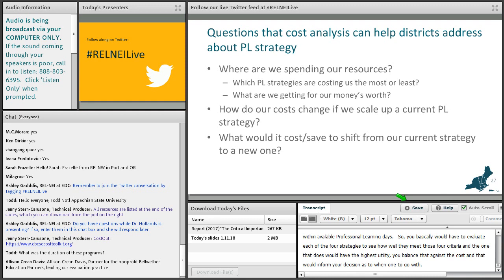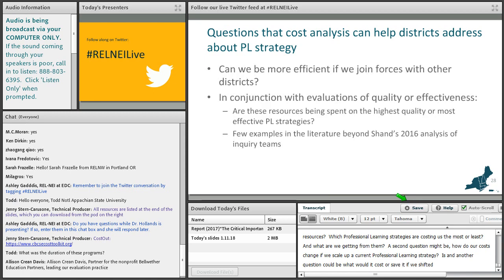Okay, so those are the 4 kinds of cost analysis. Now let's take a look at some questions that you can use these methods to address with respect to professional learning strategy. The first, very simply, could be, where are we spending our resources? Which professional learning strategies are costing us the most or the least? And what are we getting for our money's worth? A second question might be, how do our costs change if we scale up a current professional learning strategy? And another question could be, what would it cost or save if we shifted from our current strategy to a new one?